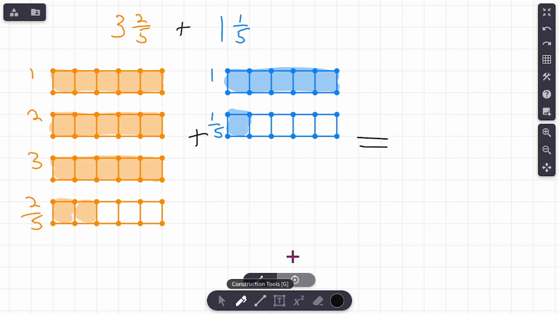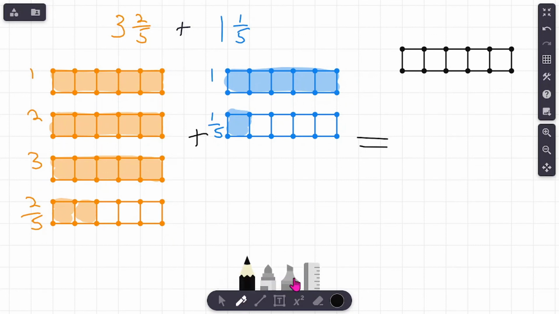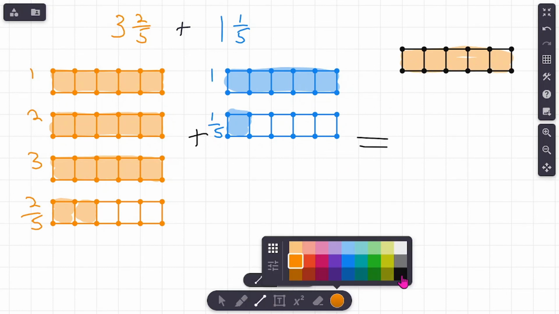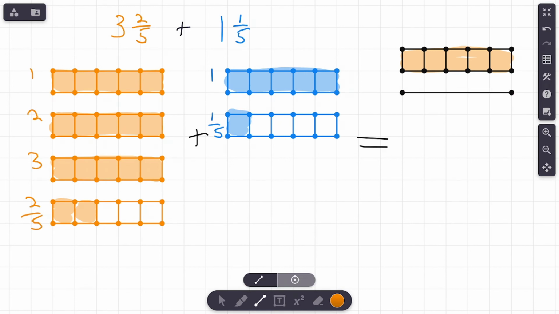Let's add these whole numbers. So we are adding 3 orange whole numbers. So we have 3 wholes that need to be shaded in orange. So here is 1. Here is 2.